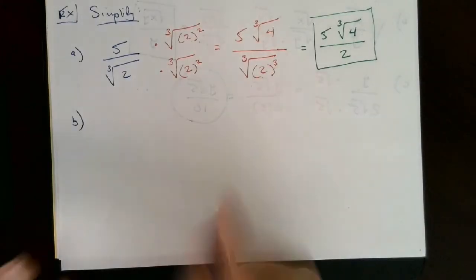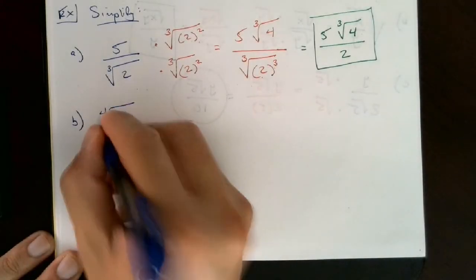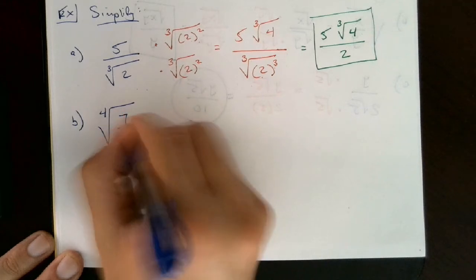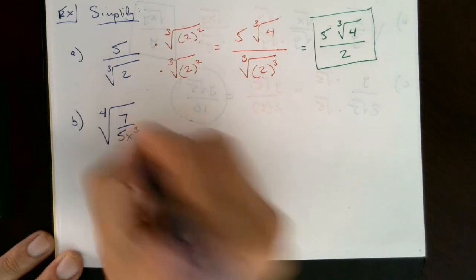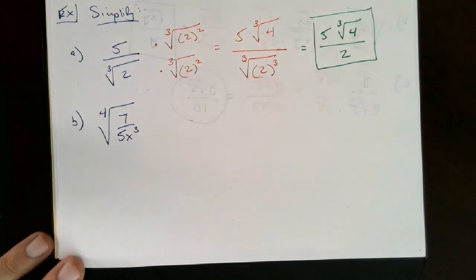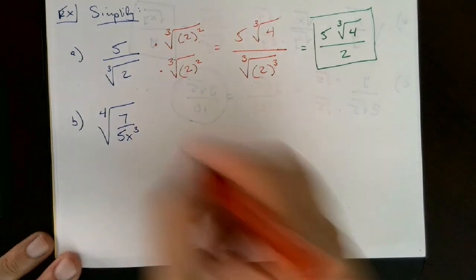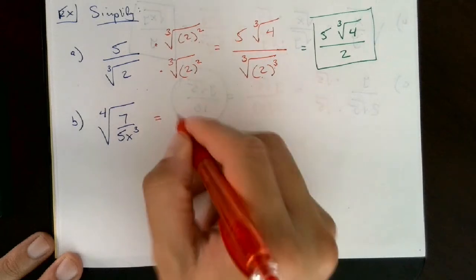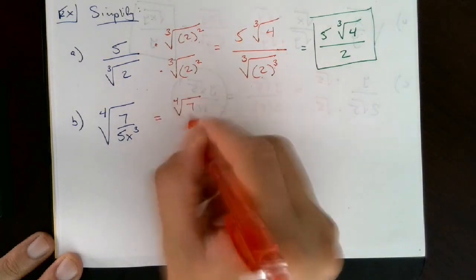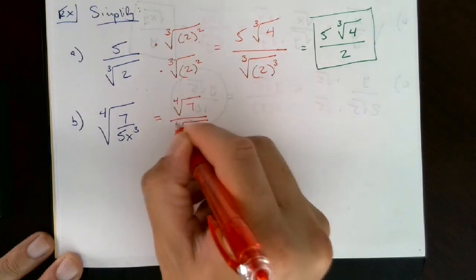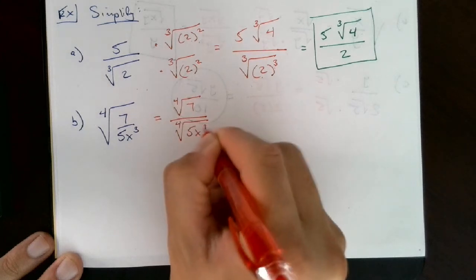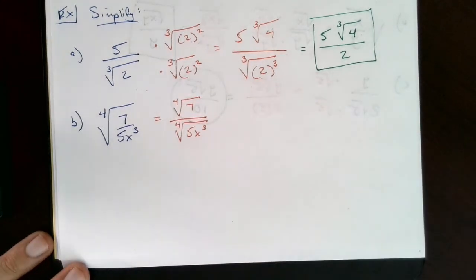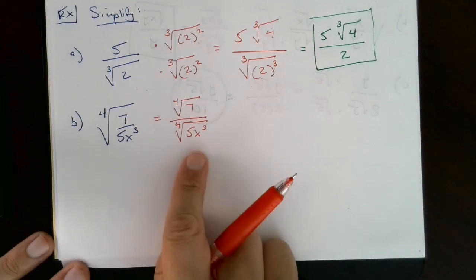How about this one? If I said I had the fourth root of 7 over 5x to the third power. The first thing I would notice here is that this root's over everything, but you really want to separate it out. You want to make this the fourth root of 7 over the fourth root of 5x to the third power. And now you want to rationalize the denominator.